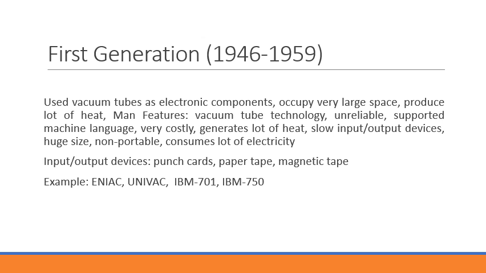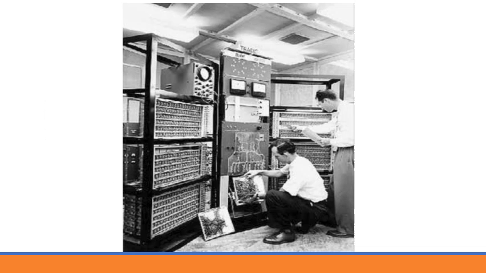In this generation, mainly batch processing operating system was used. Punch cards, paper tape, and magnetic tape were used as input and output devices. The computers in this generation used machine code as the programming language. So this picture shows the first generation computer. It occupied almost a whole room.